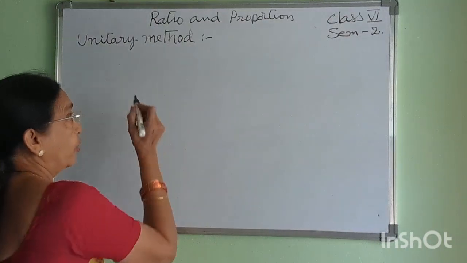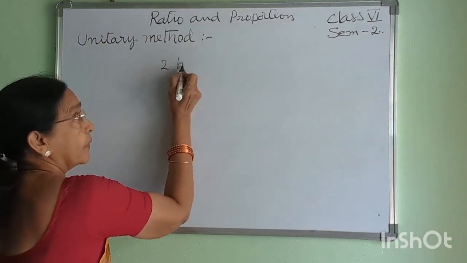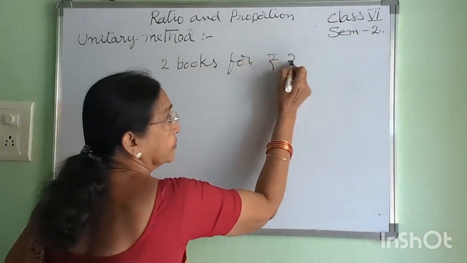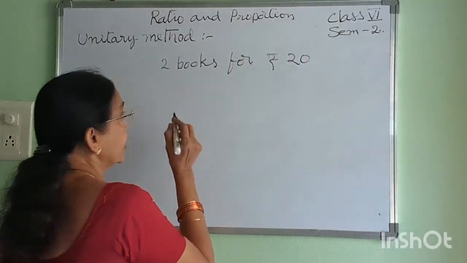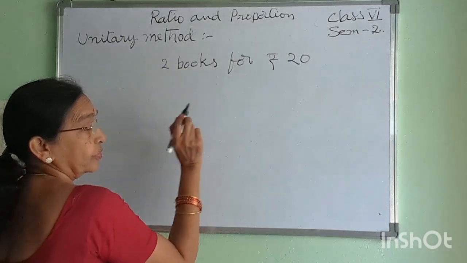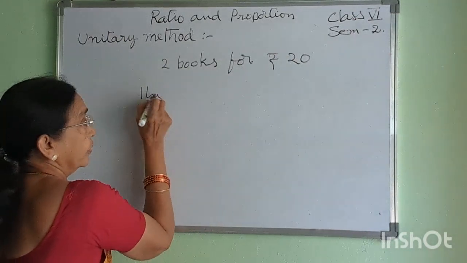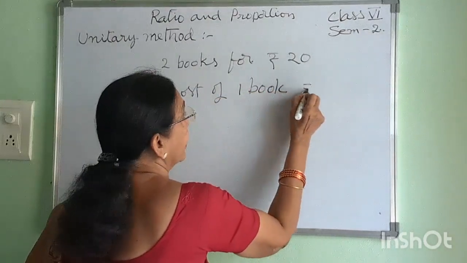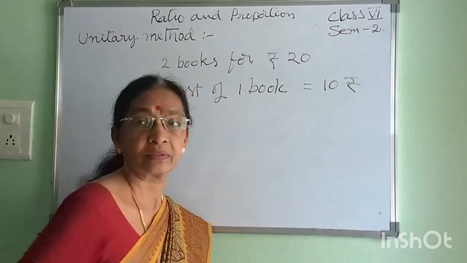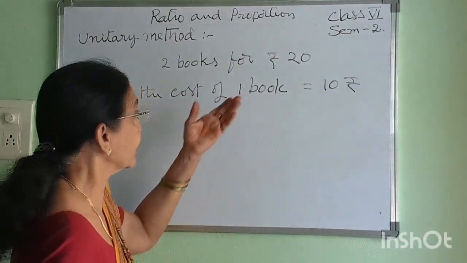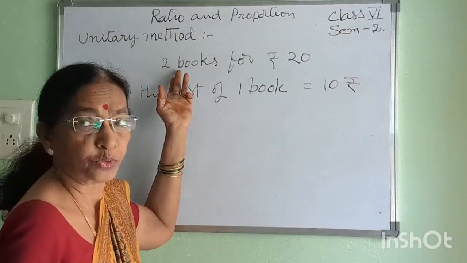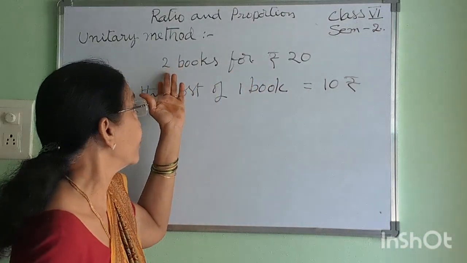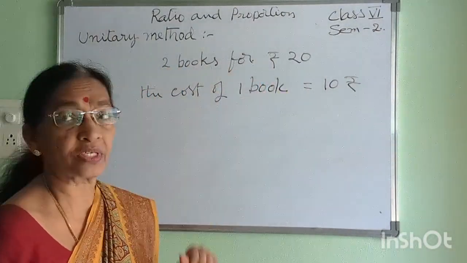Suppose I have bought two books for rupees 20. Then what is the cost of one book? Two books for rupees 20, so the cost of one book is equal to 10 rupees. How did we write this? We got two books for rupees 20. Therefore, half of it is equal to 10. So the cost of one book is equal to 10.